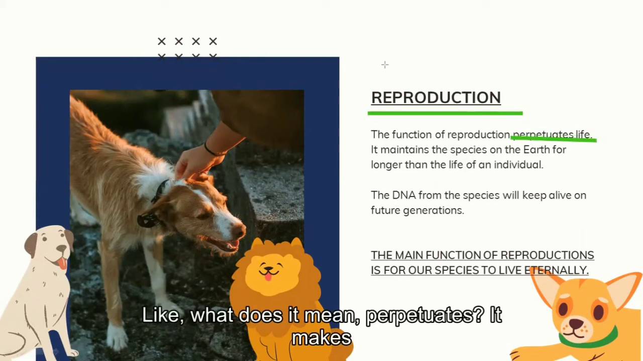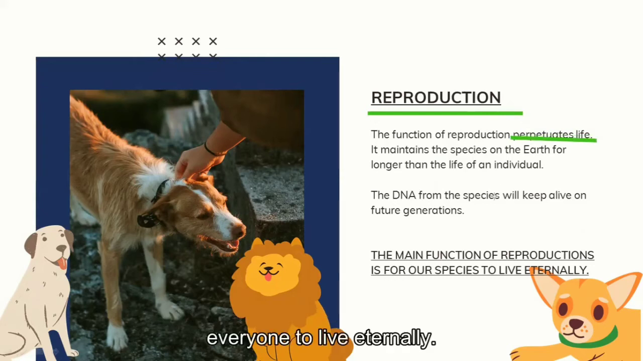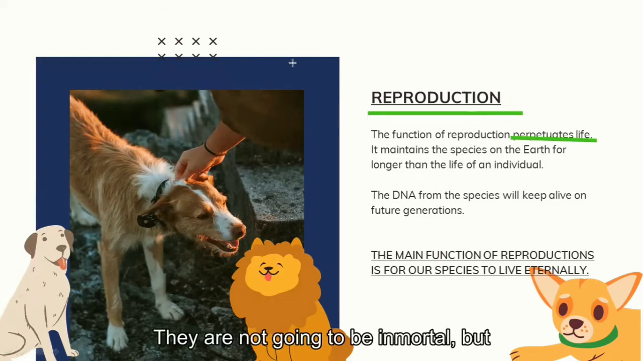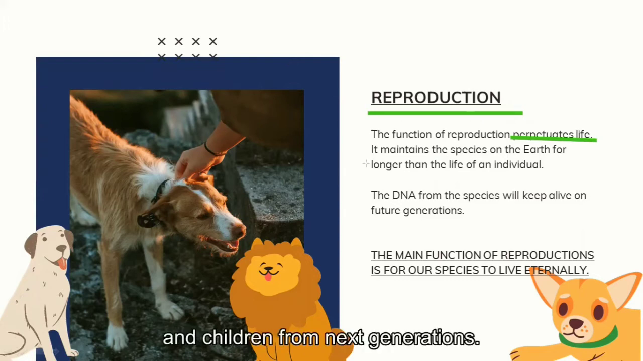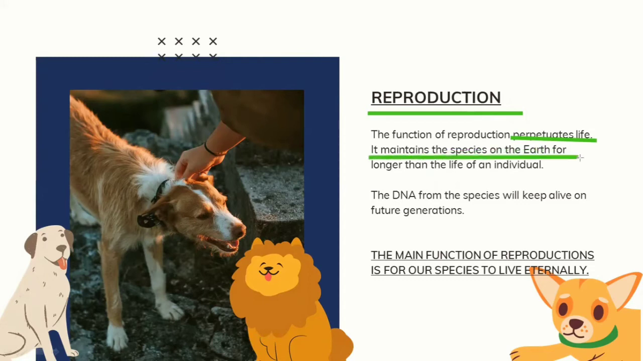It makes everyone live eternally. They are not going to be immortal, but they are going to have children, and children from next generations. It maintains the species on the earth for longer than the life of an individual. The DNA from the species will stay alive in future generations.